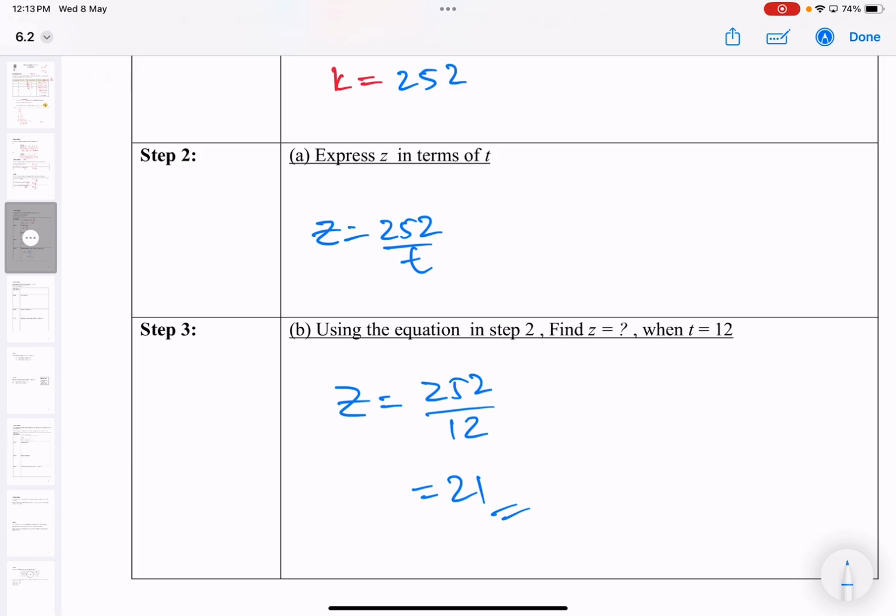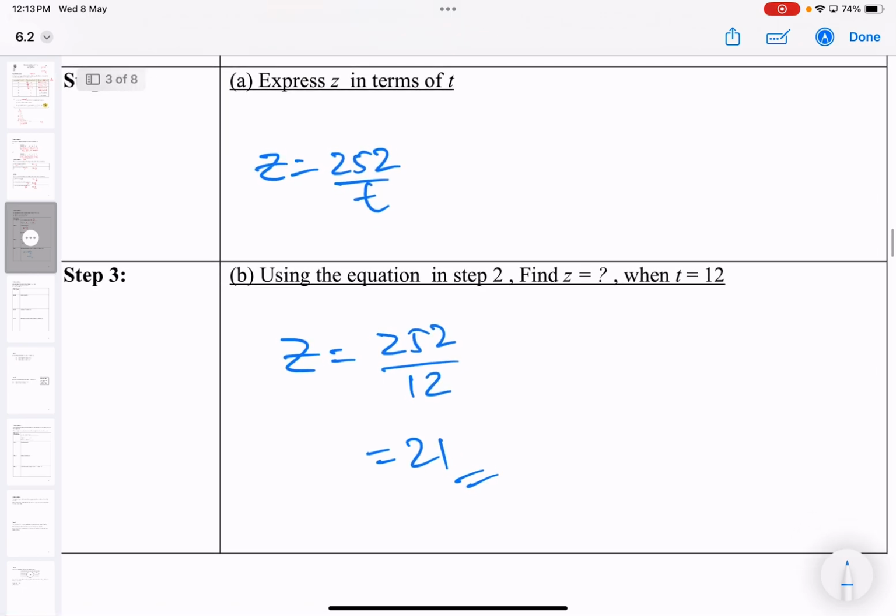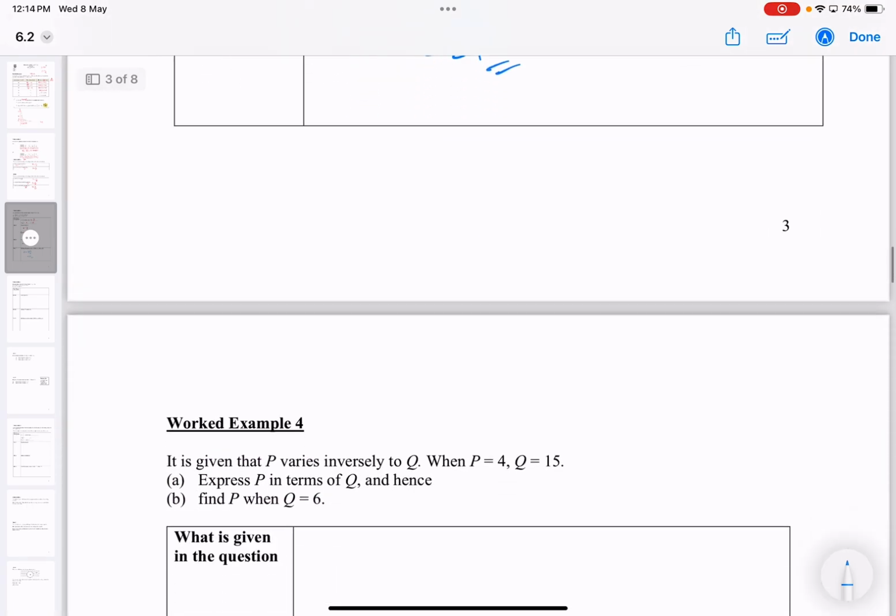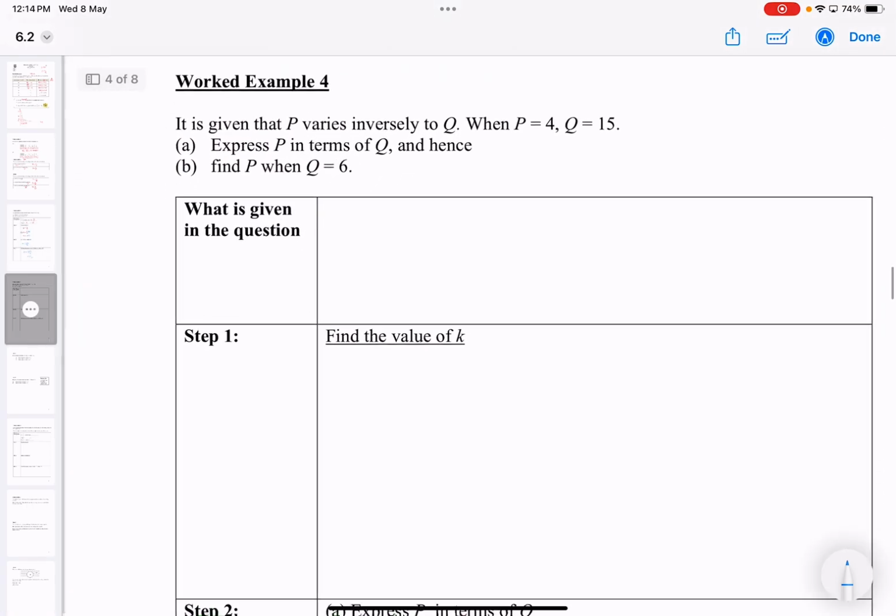Why do I get 12? Or where do I get 12? Good question. The question really says, what is the value of Z when T is equal to 12? So in your equation, this is your original equation, right? So you just need to replace, substitute the value of T as 12. Good question. Alright, let's move on.